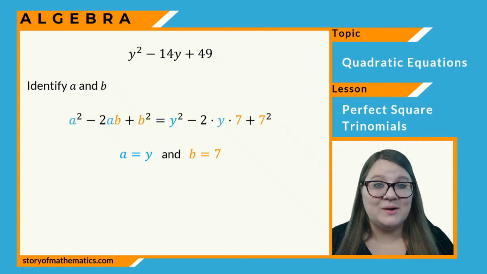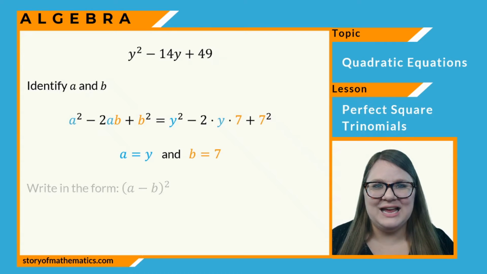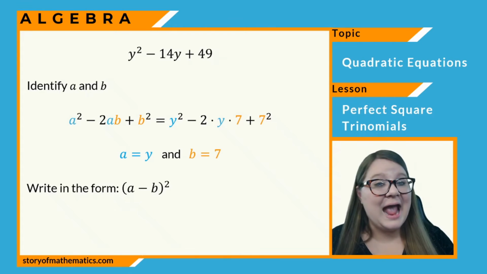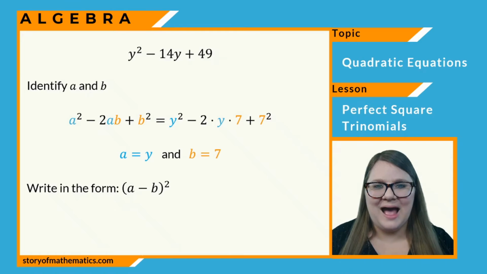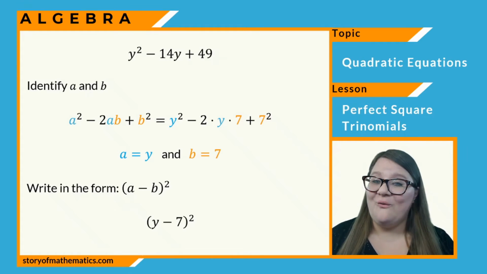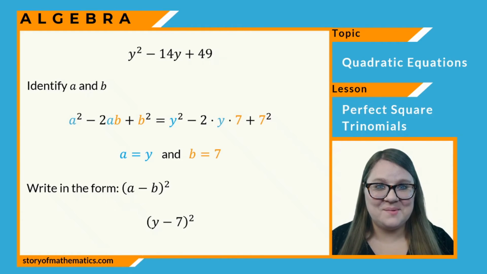However, notice this was y squared minus 14y. That means I'm going to use the format (a minus b) squared to write out my answer. So I have (y minus 7) squared.